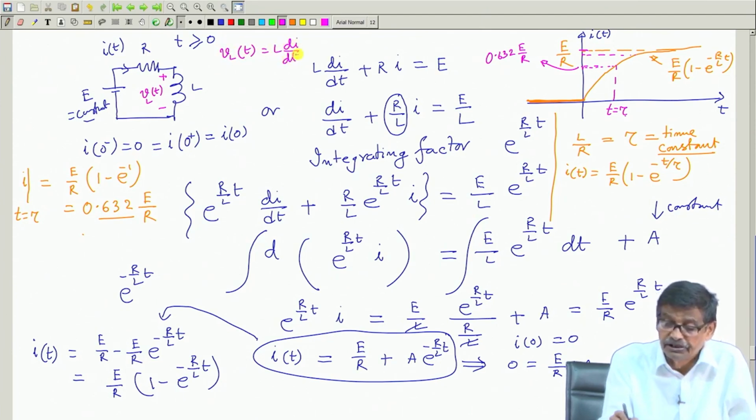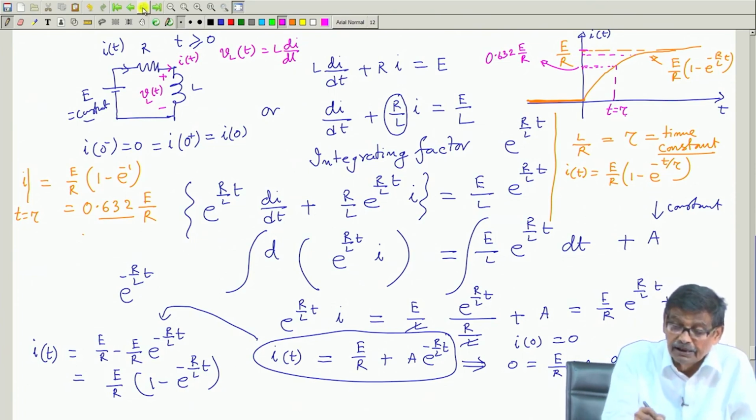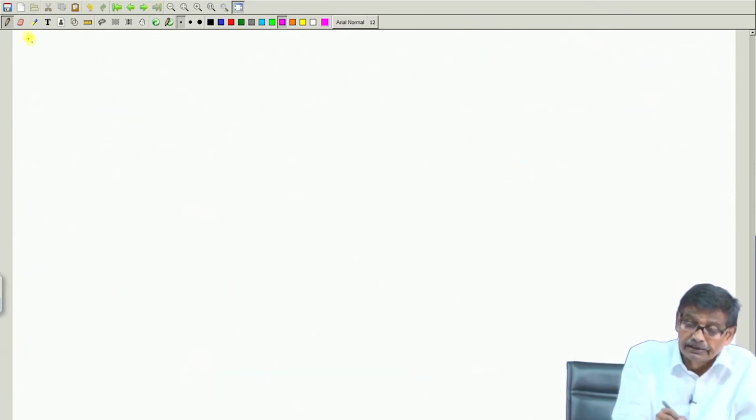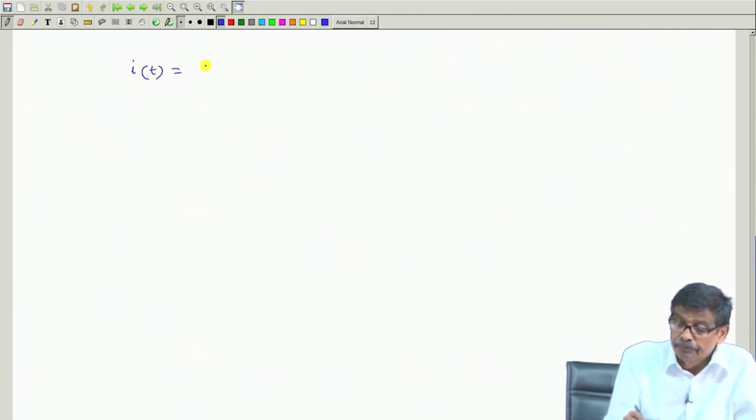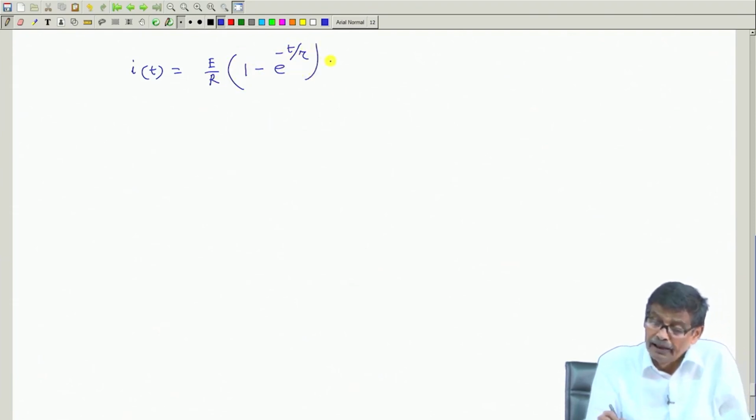The way I have assumed the direction of the current, it is I(t). So, the voltage potential of this point with respect to this is L di/dt. I already know it is equal to E by R something. So, let me write it here. We have seen that I(t) is equal to E by R times 1 minus e to the power minus t by tau, and tau is the time constant, tau is L by R.